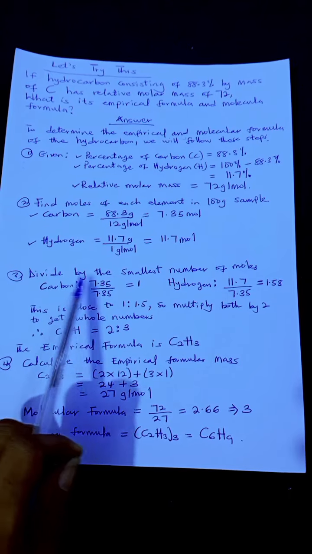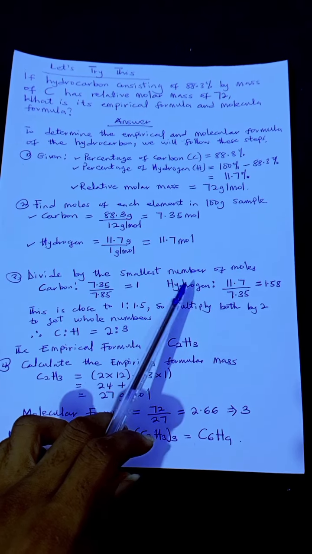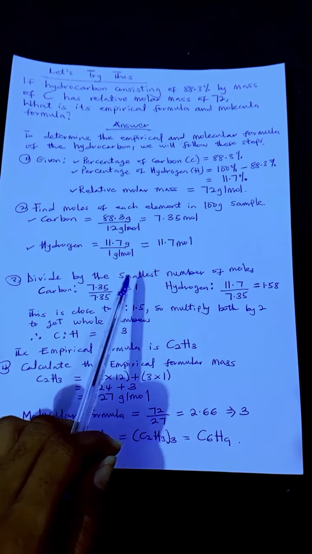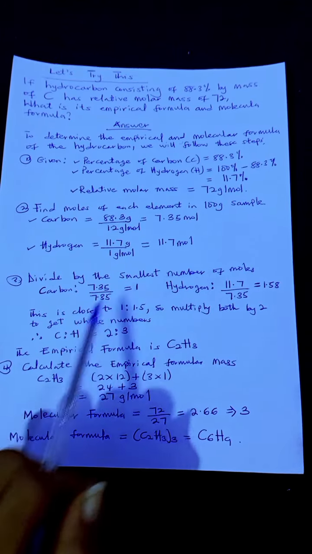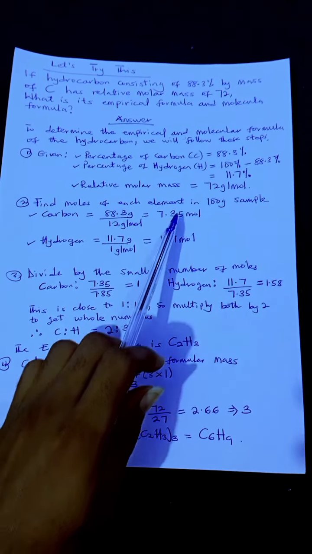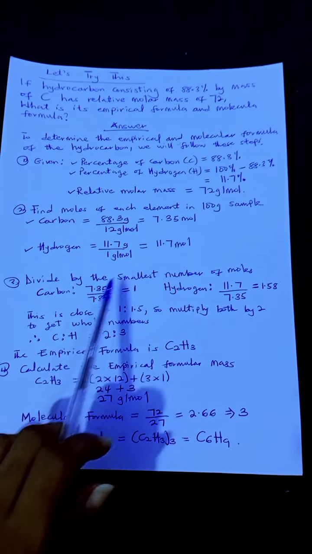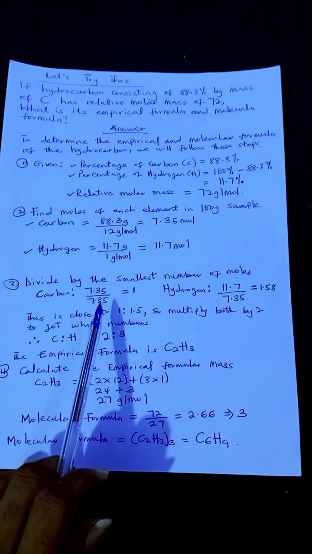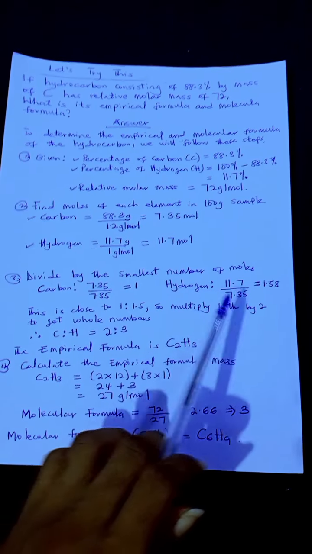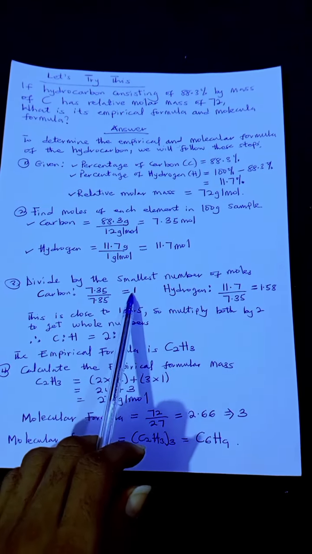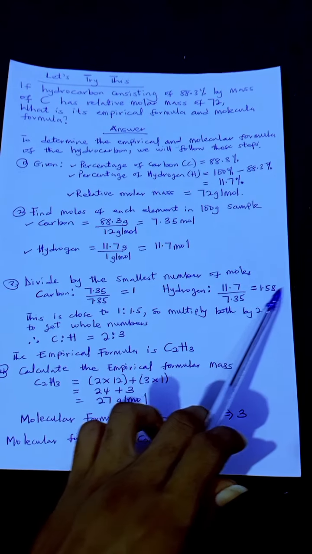Step 3, divide by the smallest number of moles. So to get the empirical formula, we divide by the smallest number of moles. The carbon was the smallest number of moles, 7.35. So we divide each of the moles with the lowest one, which is 7.35. And here we get 1 for carbon, and for hydrogen we get 1.58.